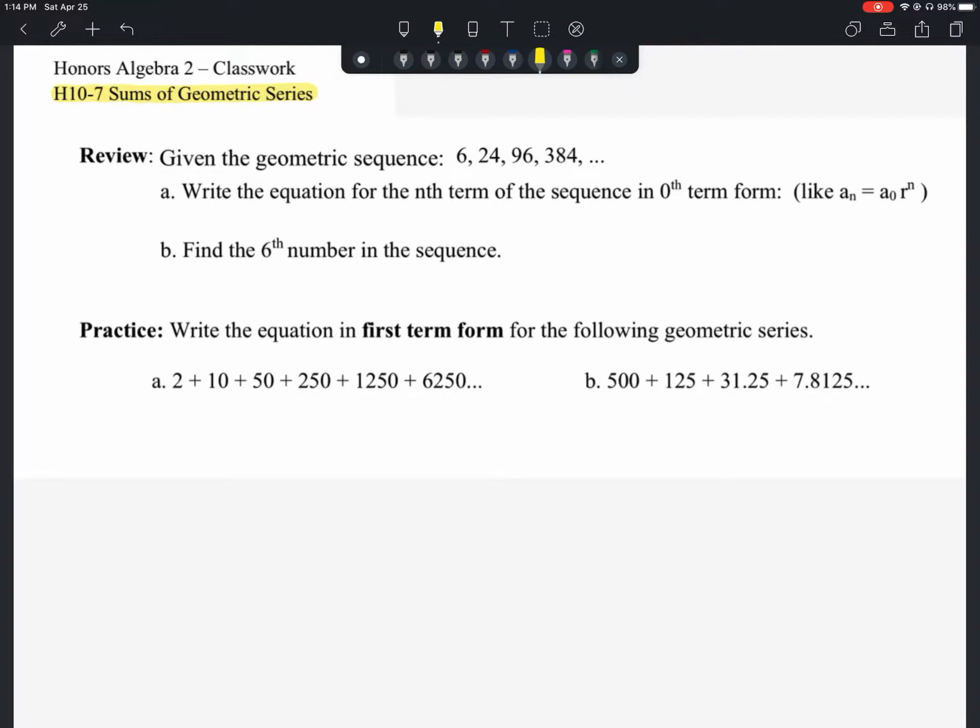We're talking about sums of geometric series today. You're coming off the lesson that was a review on geometric sequences, so I put a review problem here at the beginning. If you want to go ahead and pause it and work through that, you may do so, and then we'll just check your answers.